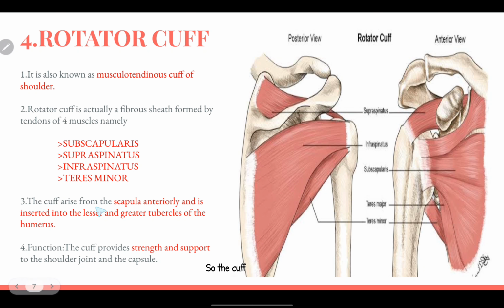The cuff arises from the scapula anteriorly and is inserted into the lesser and greater tubercles of the humerus. So what is the function of this rotator cuff? It provides strength and support to the shoulder joint and the capsule. So this is the rotator cuff. It is also an important question. Please take a note of it.